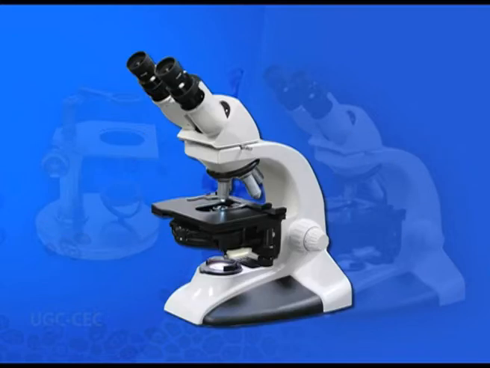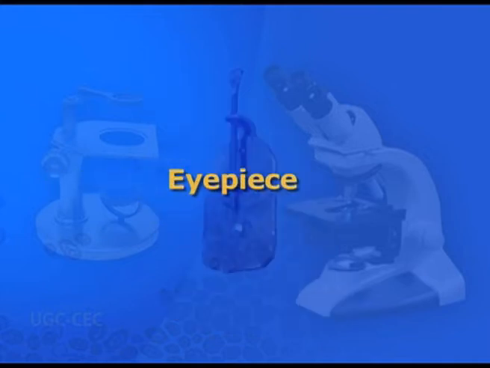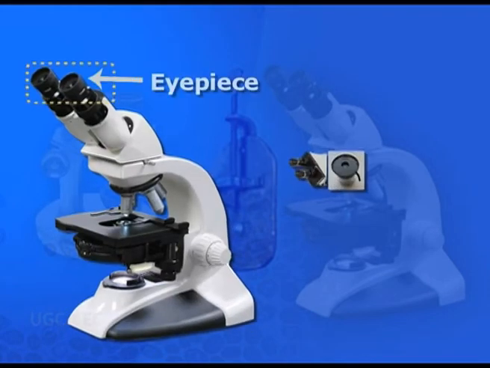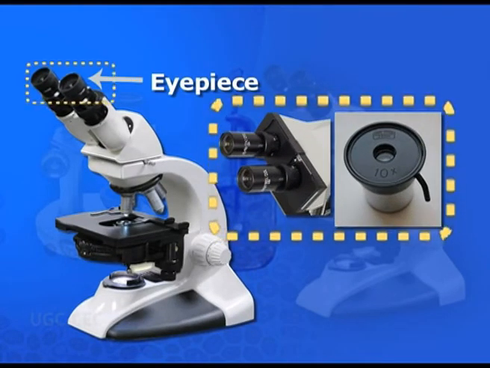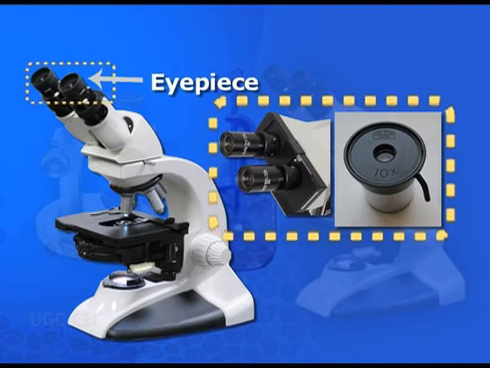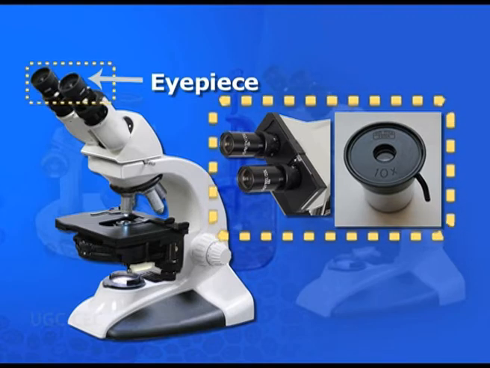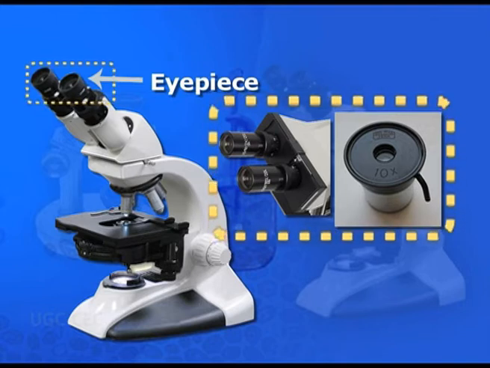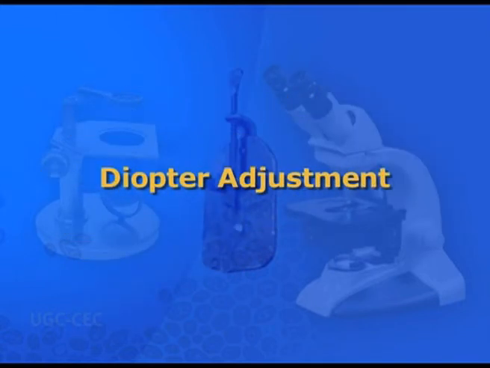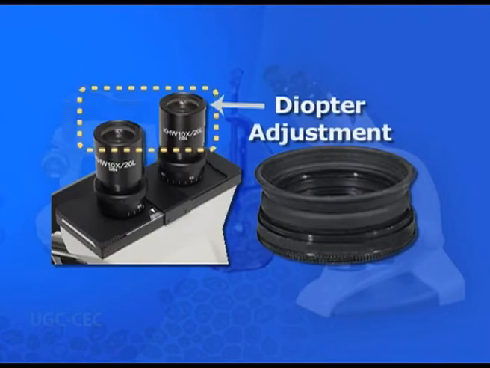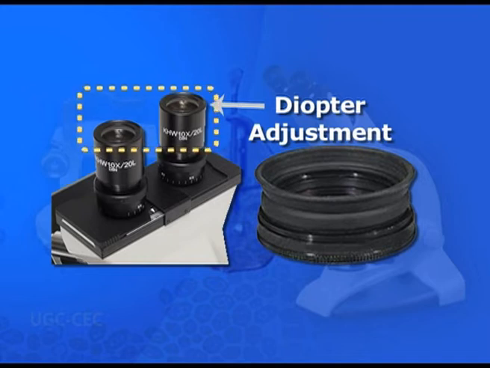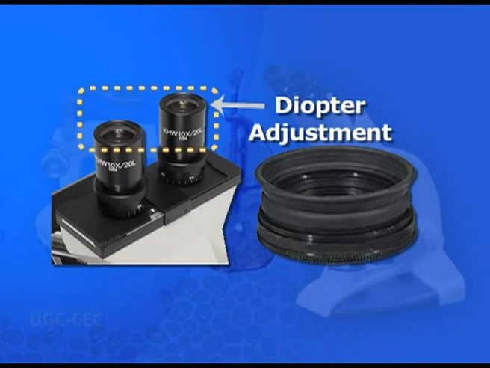Now let's discuss different components of a compound microscope and their function. First, eyepiece. The lens the viewer looks through to the specimen are the eyepieces. The eyepieces usually contain a 10x or 15x power lens. Diopter adjustment. It is useful as a means to change focus on one eyepiece so as to correct for any difference in vision between your two eyes.